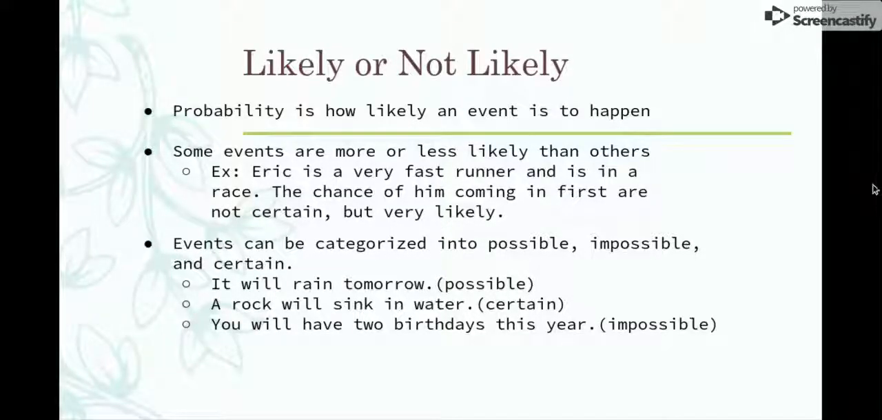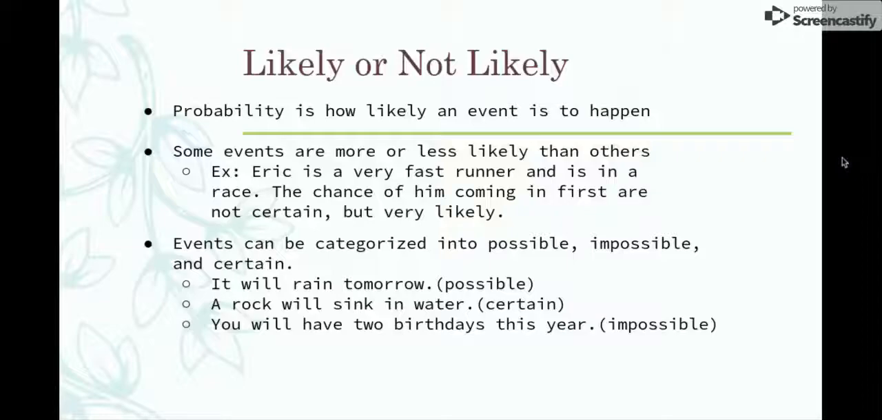Probability is how likely an event is to happen. Some events are more or less likely than others. For example, Eric is a very fast runner and is in a race. The chance of him coming in first place is not certain, but very likely, due to the fact that he's very fast.